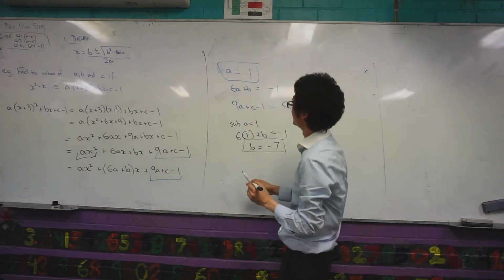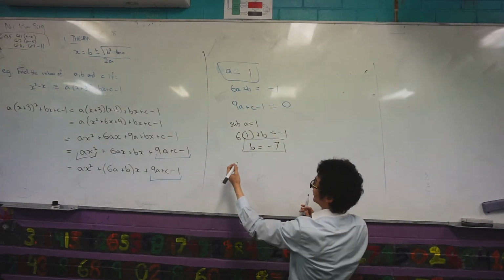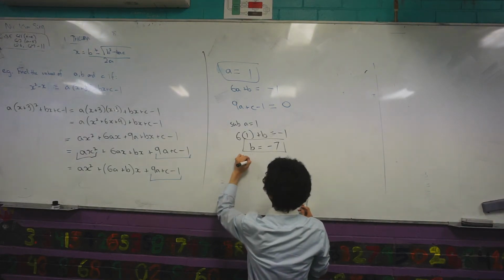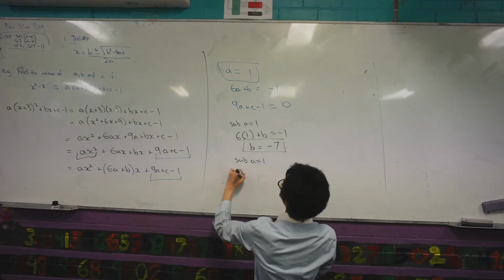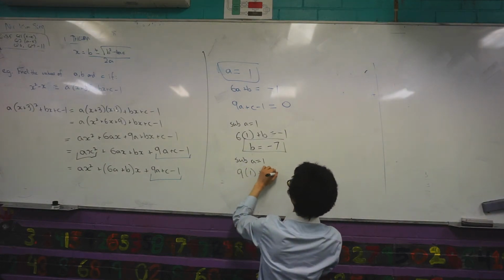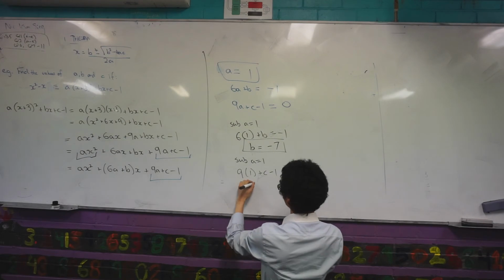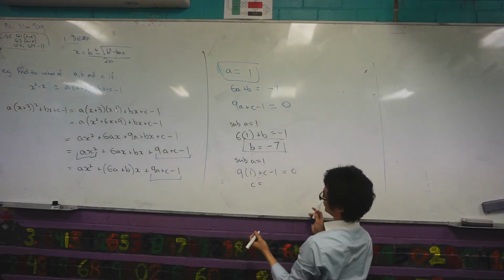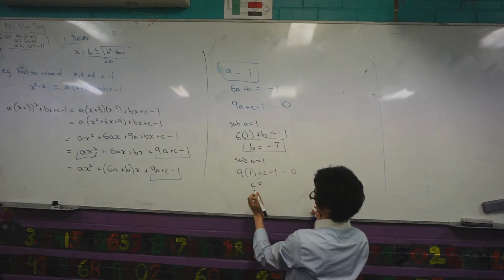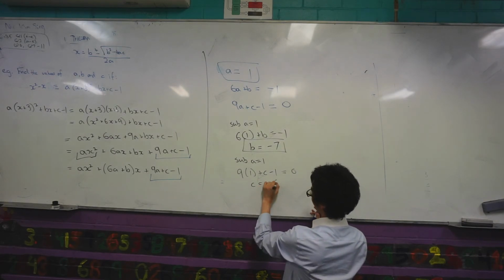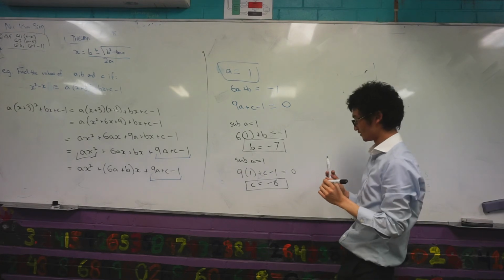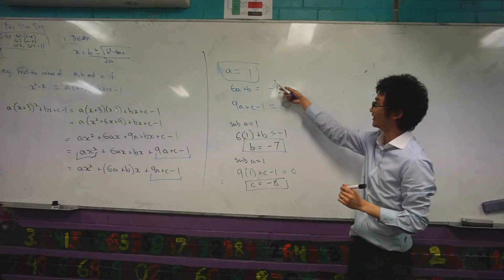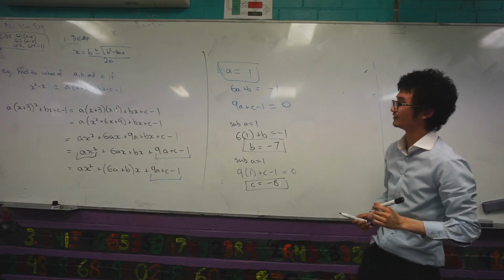And then the last piece I want to do is, okay, I've got my a value ready, so sub a equals 1 again into this equation. I get 9 outside of 1 plus c minus 1 is equal to 0. c is going to then be equal to minus 8. Looks about right. Cool. And there we've got our a, b, and c values. Easy.